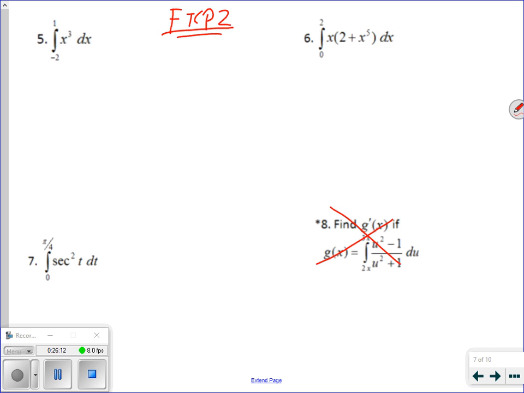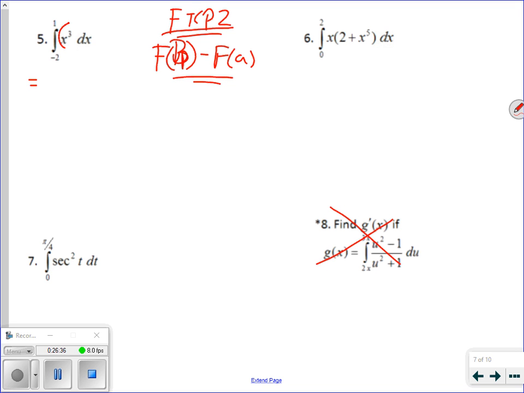FTC Part 2 says don't do Riemann sum anymore. Don't do that long formula. You can just do capital F of your upper, or I'll just call that B, F of B minus capital F of A. And that will tell you the area underneath the curve between 2 points. So for instance, this right here. I'm going to teach you a new notation too.